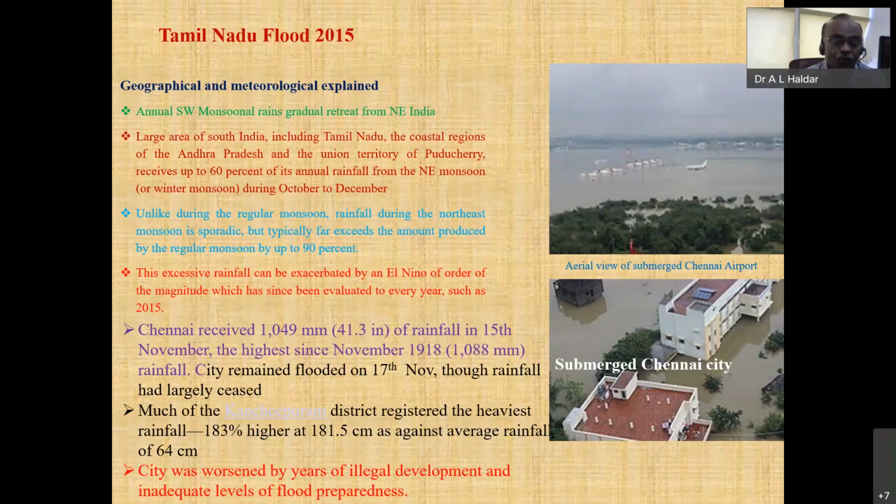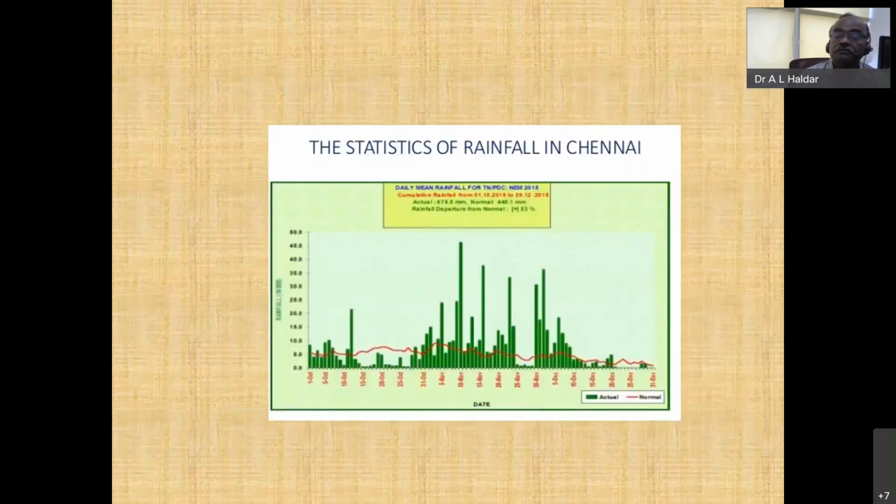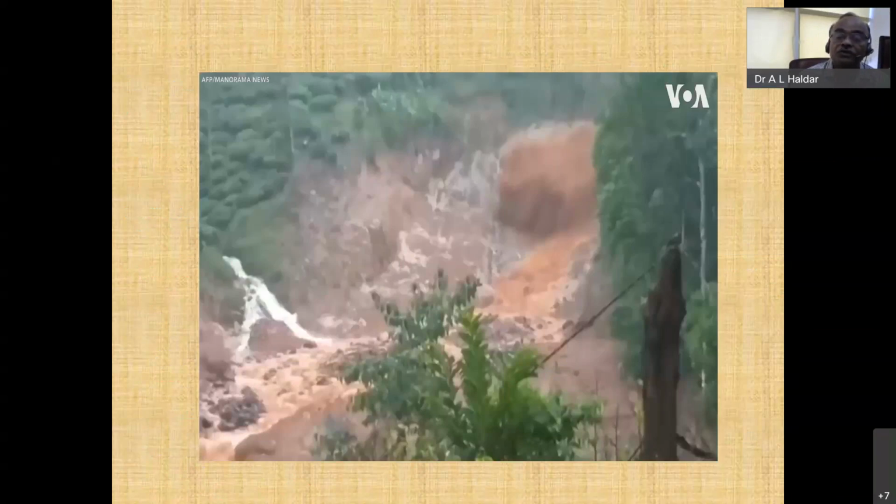In the transition zone, both added the fuel. Fuel means moisture, rainfall was taking place, and it was pretty severe, a scenario unprecedented in the history of India. See the statistics of rainfall, Chennai, scenario in place.